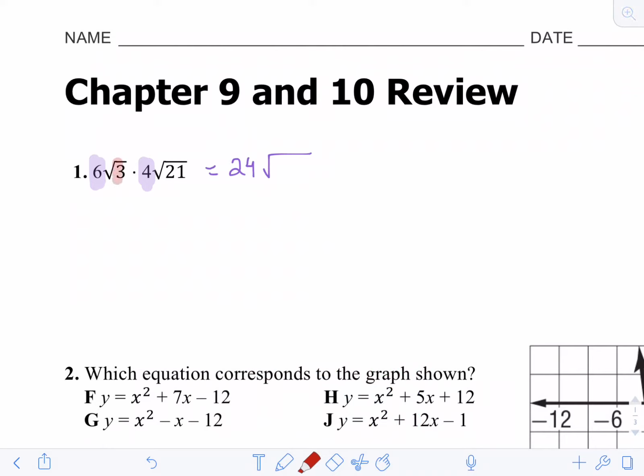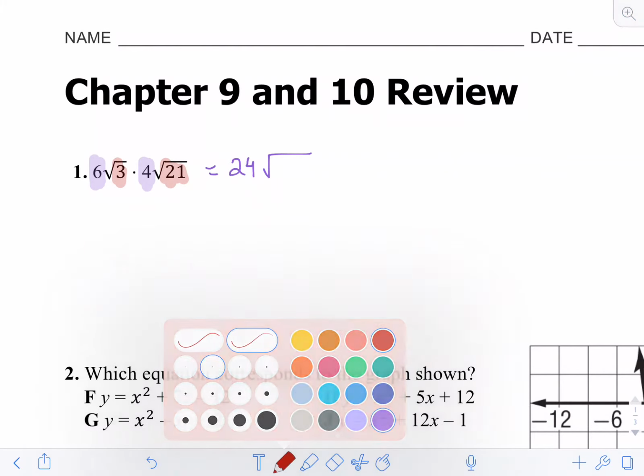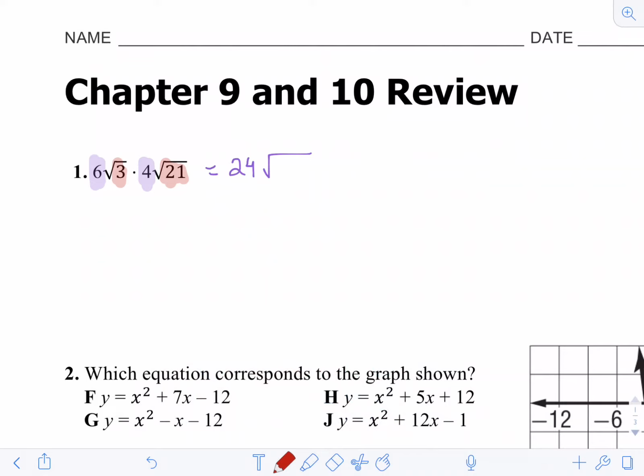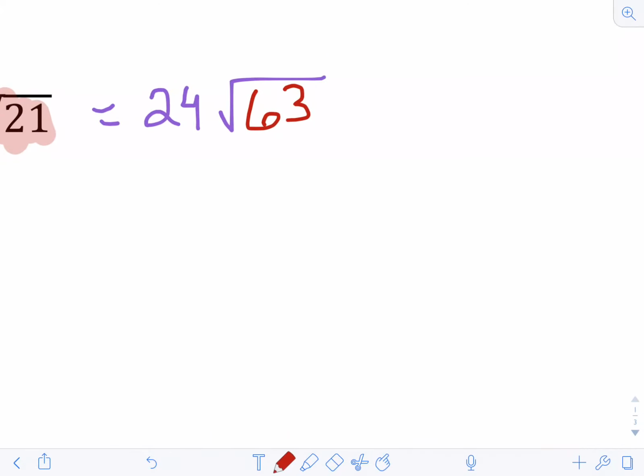So on the inside you have 3 times 21, and whenever you do 3 times 21, you will get 63. Okay, so we're going to go ahead and reduce this. So I'm going to start here at 63. I'm going to go ahead and use 3 and 21. Okay, and then I know 21 can be divided by 3. There's 3 and 7, and I can't do anything else.